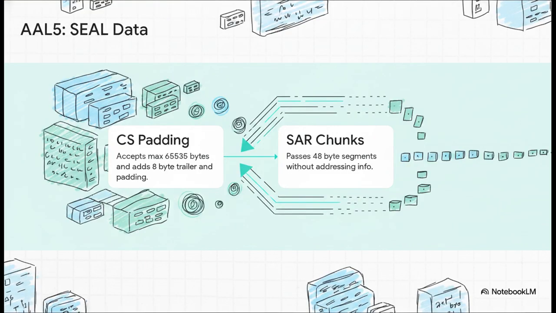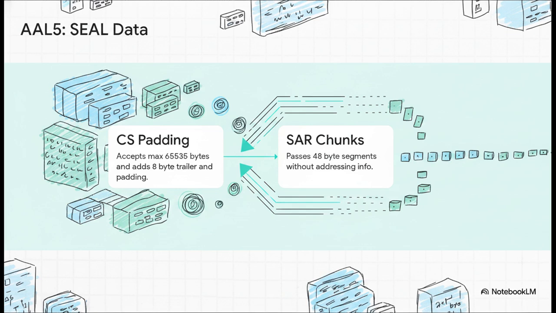We can contrast that with AAL5, often called SEAL, which is used for data rather than voice. See, data doesn't need the strict constant timing of a phone call. It usually operates over a point-to-point link. Here, the convergence sublayer accepts massive chunks of data. We're talking up to 65,535 bytes.